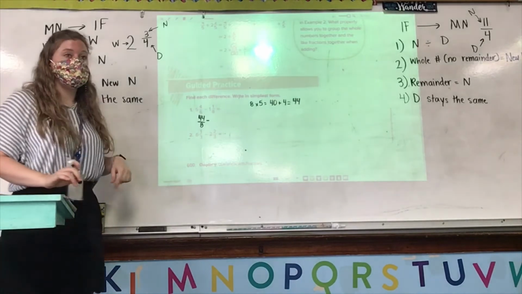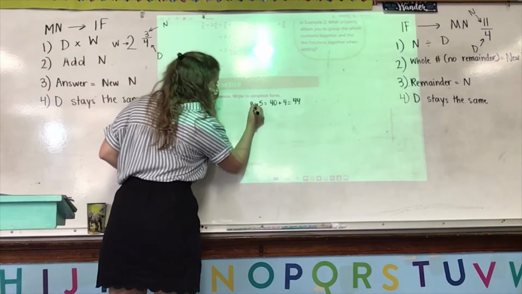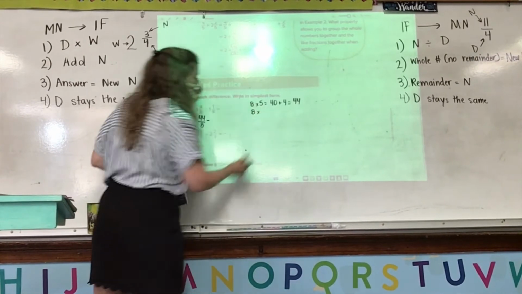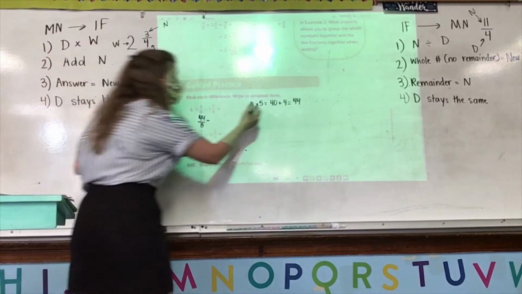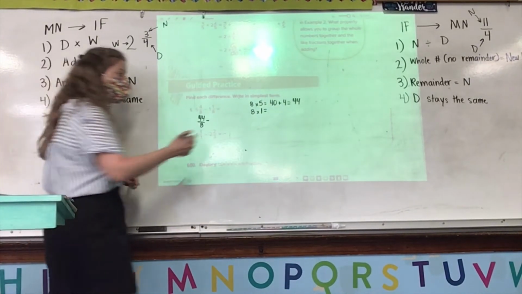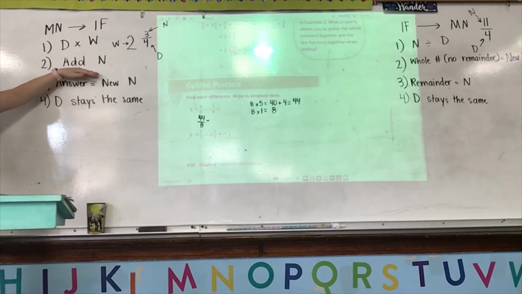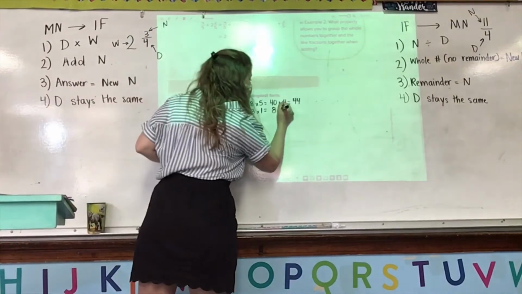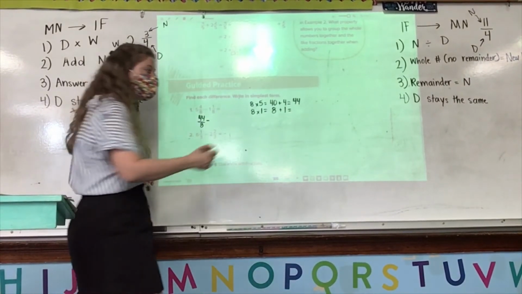What is the denominator? 8. What is the whole number? 8 times 1 is 8. Now what do we do? We add the numerator. What is the numerator? 1. 8 plus 1 is?